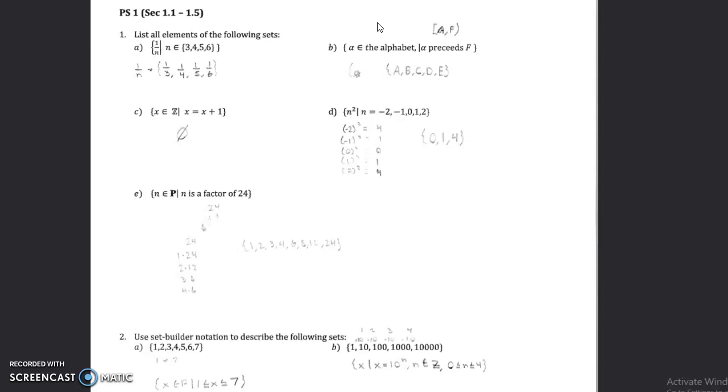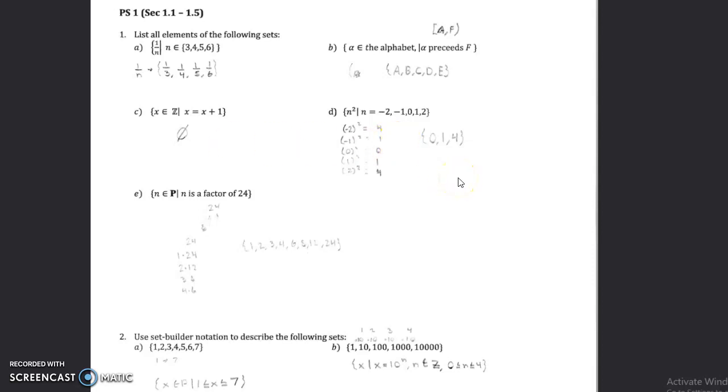Moving on to set B, we have A is going to be the elements in the alphabet, and then A precedes F. And I've written up here a notation where we have the bounds of equal to A but not equal to F, all the way going to F but not equal to F. So it means from A all the way to E really. So the letters in the alphabet are going to be A, B, C, D, and E. For set C, we have x is going to be an integer and then x is equal to x plus 1, knowing that we can't do x is equal to x plus 1 because that just wouldn't make sense at all mathematically. We have a null set or nothing in it.